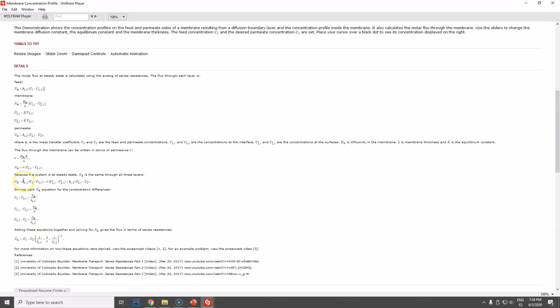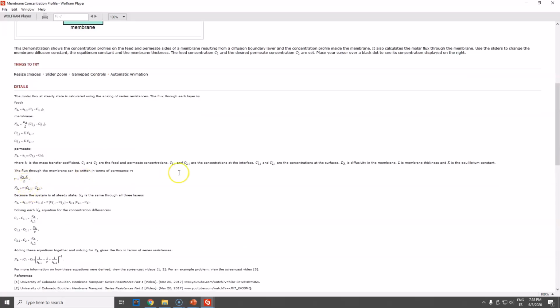Now the equilibrium constant, that's related to this part right here. Equilibrium constant K, no, wait. Let's see if we can find something. Equilibrium. Okay, K, so large K, as you can see here, the flux through the membrane can be written in terms of permeance, and the permeance is given by the diffusion, the length, and K.